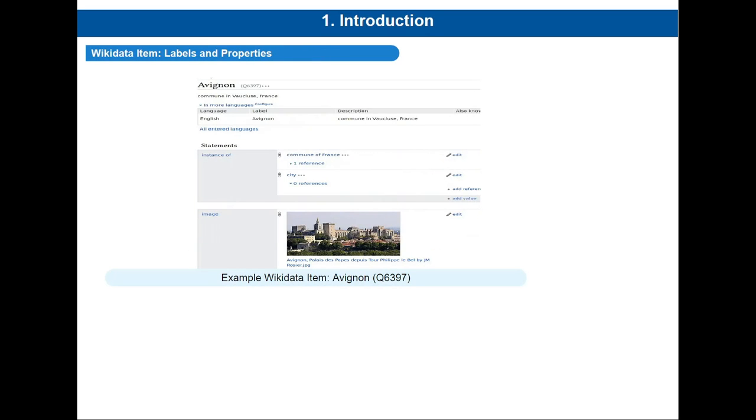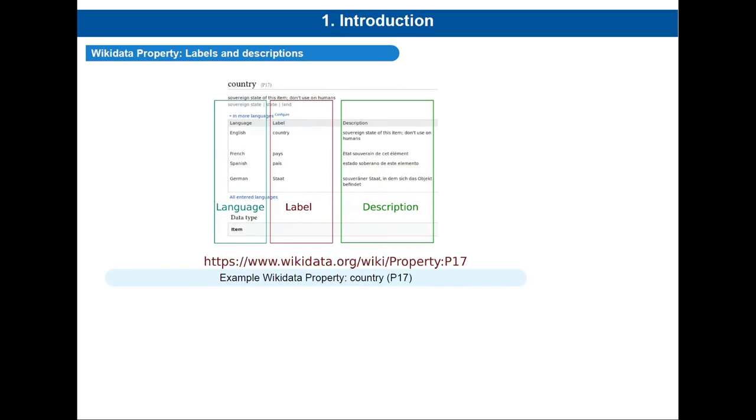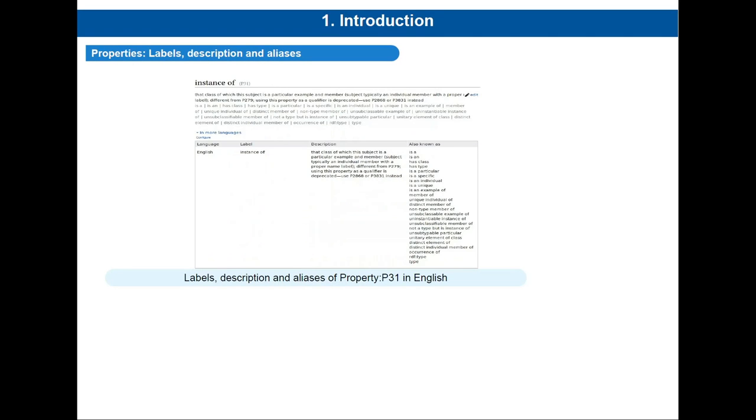And there's another city where you see the labels and the properties together. This is Avignon, a city in France. What I'm interested in is only the properties part, for example official name, native label, country, capital of, etc. So when I say property, for example country, I'm looking at different aspects, the language, the label, and the description, and seeing how things change.